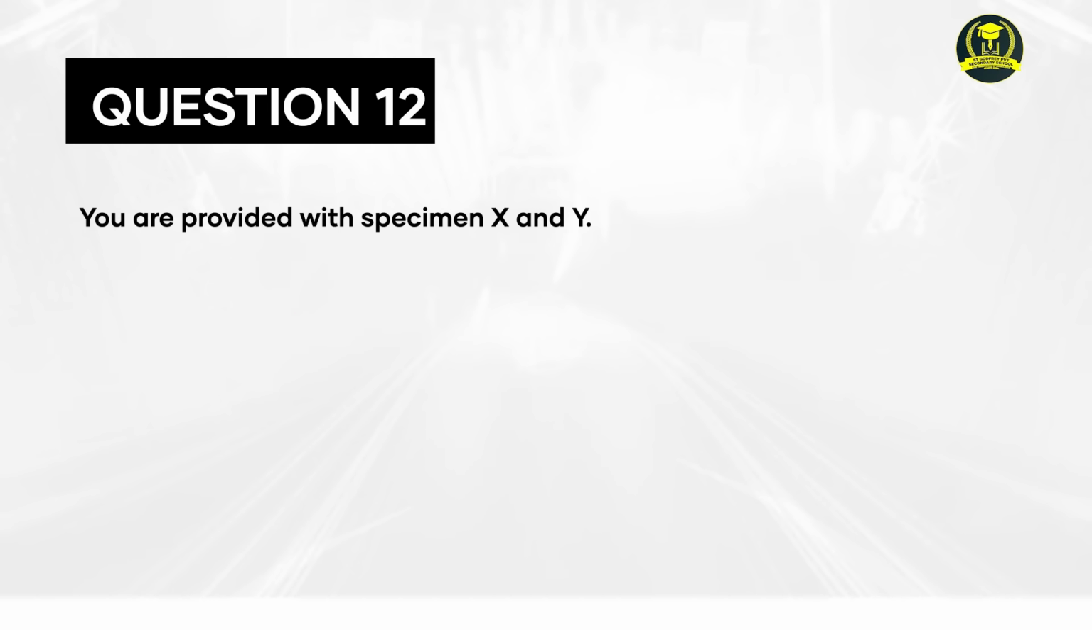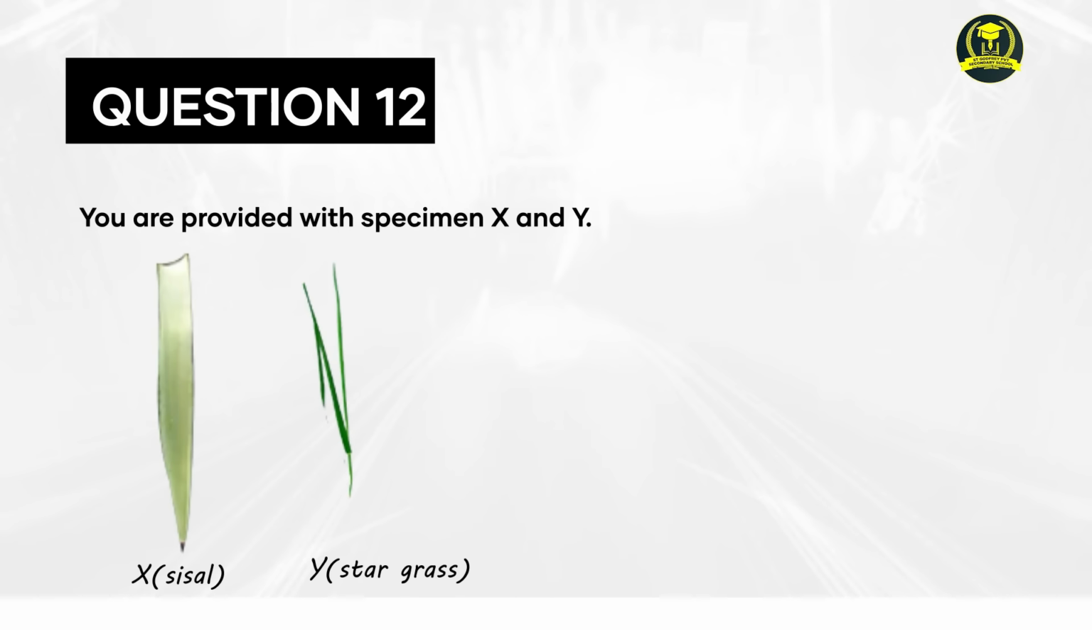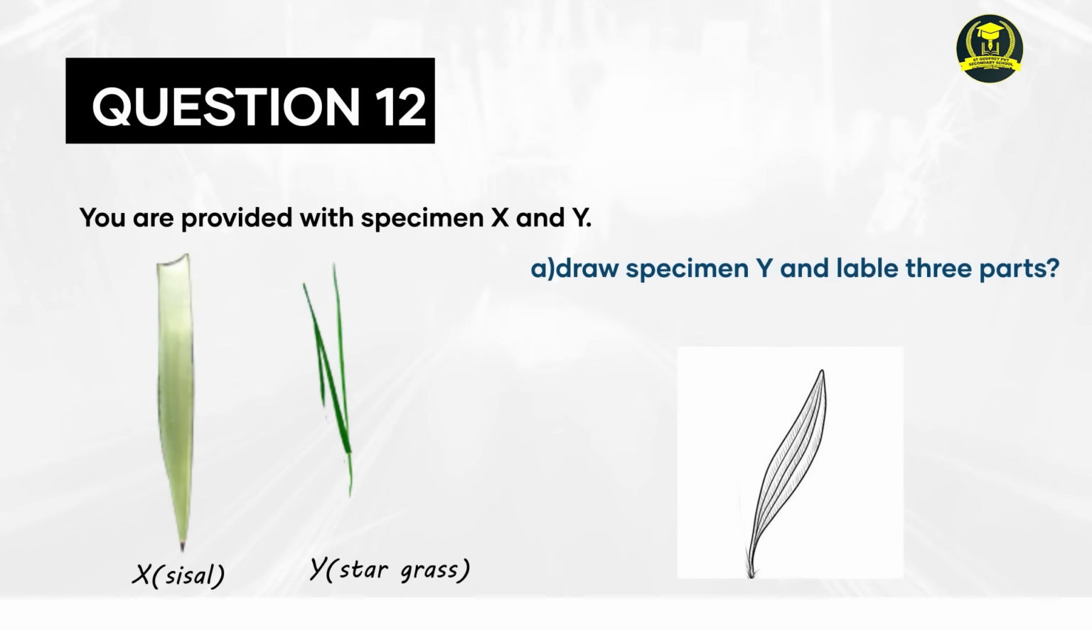Question number 12. You are provided with specimen X and Y. Specimen X is a sisal, while specimen Y is a star grass. Question A. Draw specimen Y and label any 3 parts. Specimen Y is a star grass. Apex. This is the pointed part of the leaf.